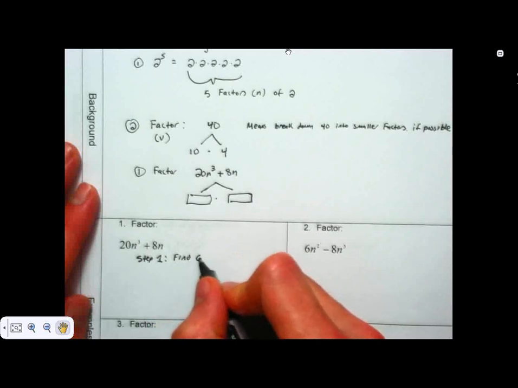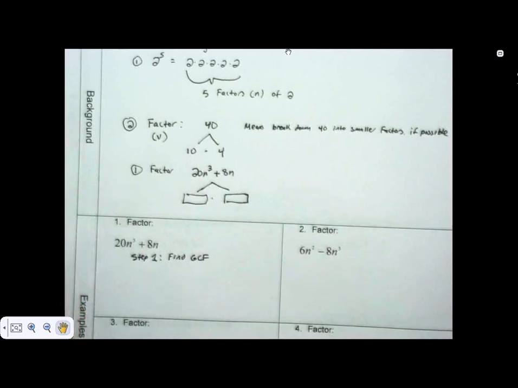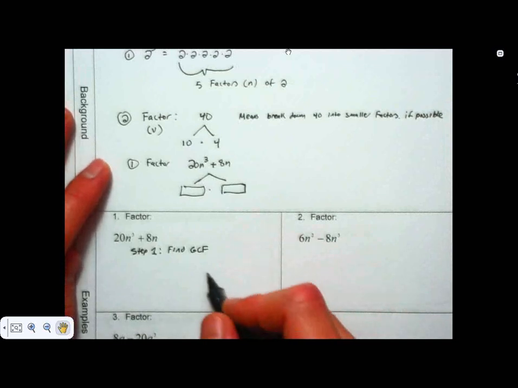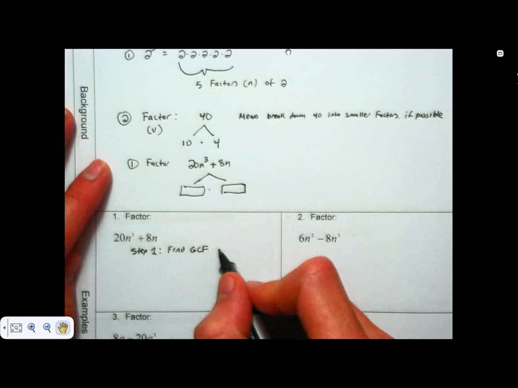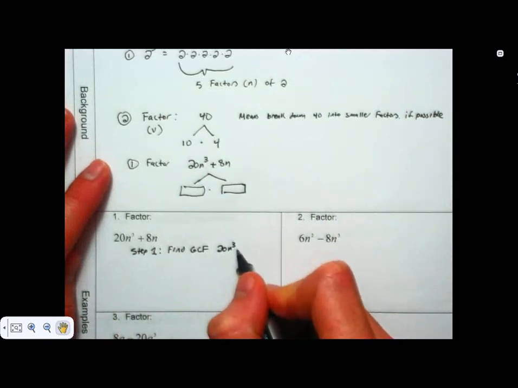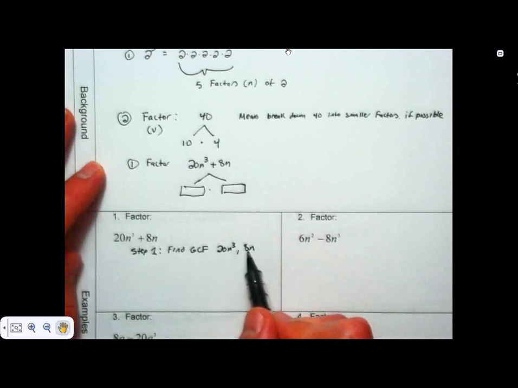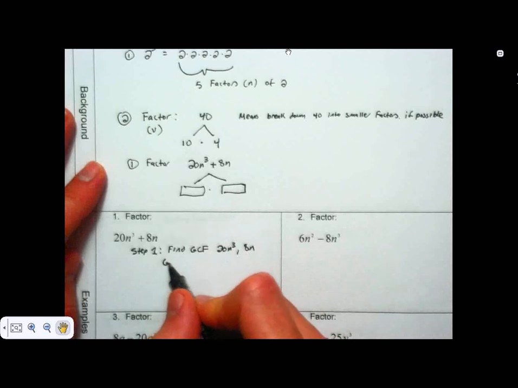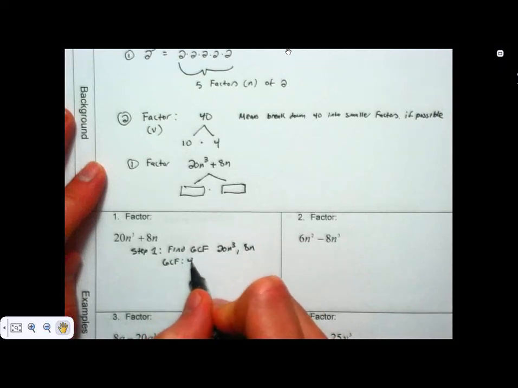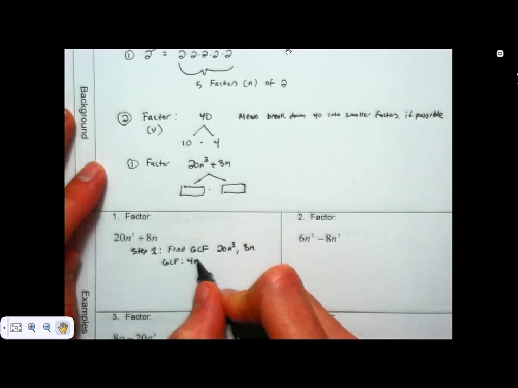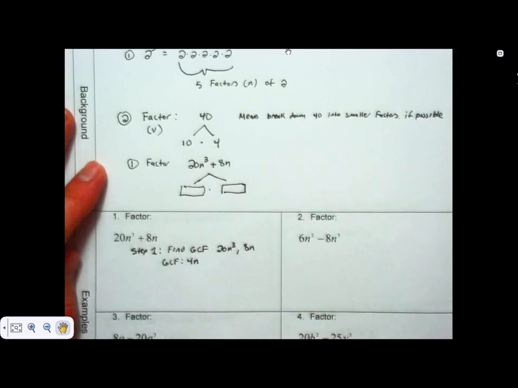If you haven't watched the videos on how to do this, go back and watch those videos, because it's going to be a crucial skill for being able to factor successfully. In this case, if I look at our two terms, we've got 20n to the 3rd and 8n. I'm looking for the largest number that goes into both 20 and 8, and that is going to be 4. So our GCF is going to be 4. And then if I look at the variable pieces, I've got n to the 3rd and n to the 1st. So I take the lesser of the two, which is n to the 1st. So my GCF is 4n overall.